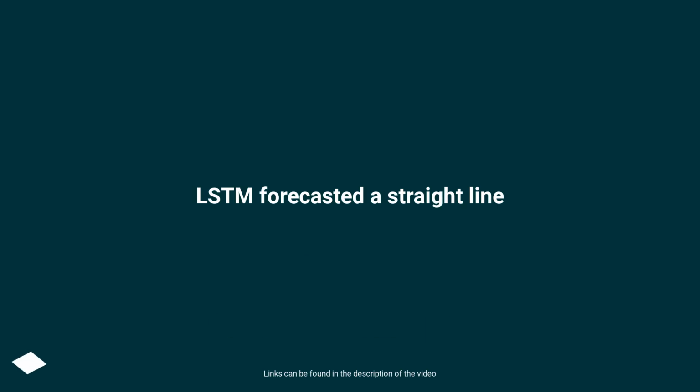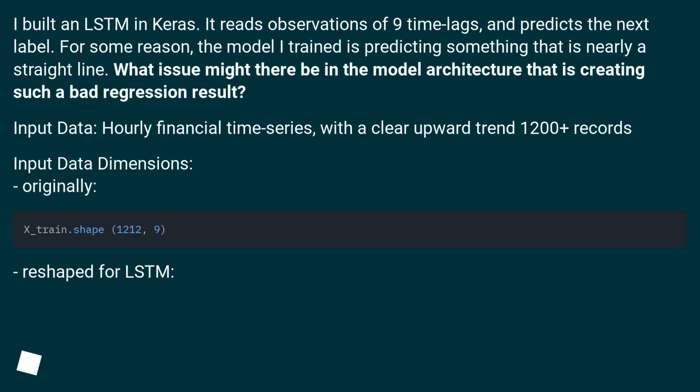LSTM forecasted a straight line. I built an LSTM in Keras. It reads observations of 9 time lags and predicts the next label. For some reason, the model I trained is predicting something that is nearly a straight line. What issue might there be in the model architecture that is creating such a bad regression result?